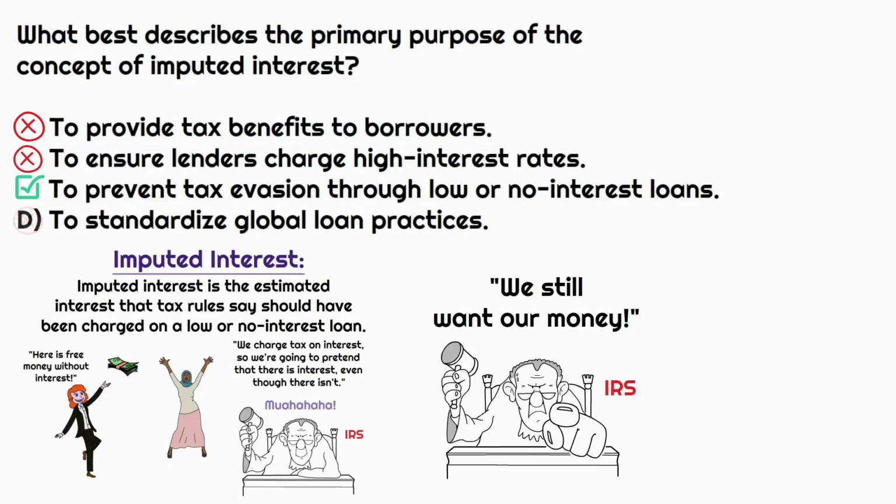Okay, and finally, to standardize global loan practices is also incorrect because imputed interest is primarily a U.S. tax concept, right? It does not aim to standardize global loan practices. So different countries may have their own rules and regulations regarding intra-family or below market loans. So that's why this would also be incorrect.